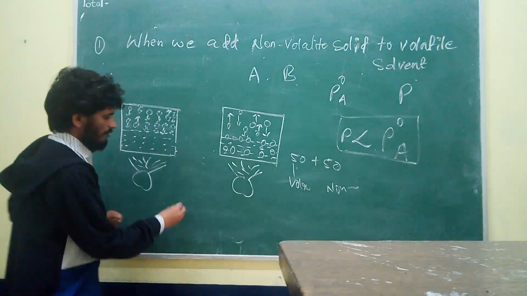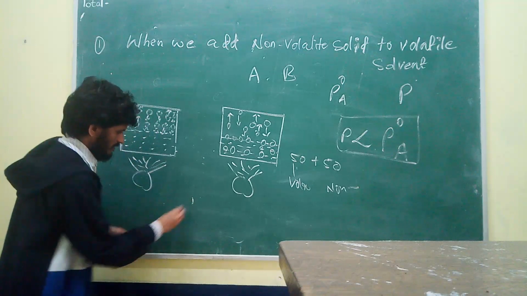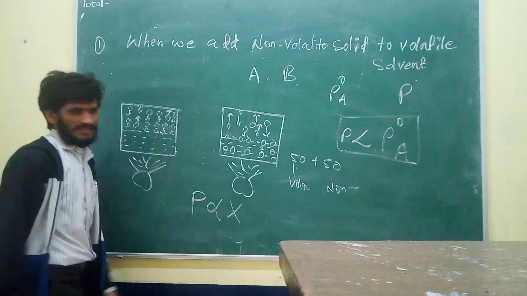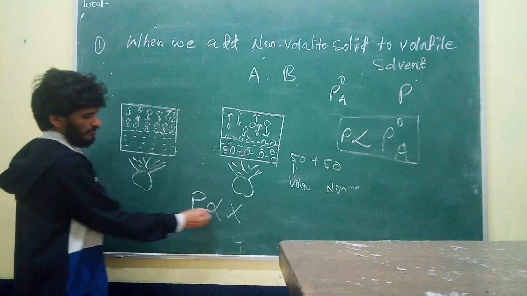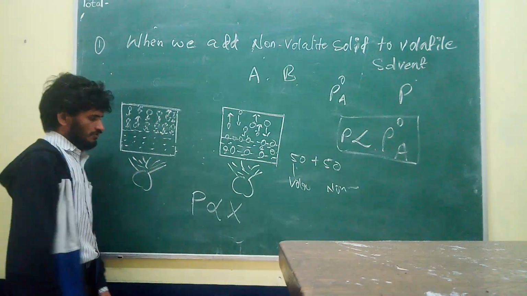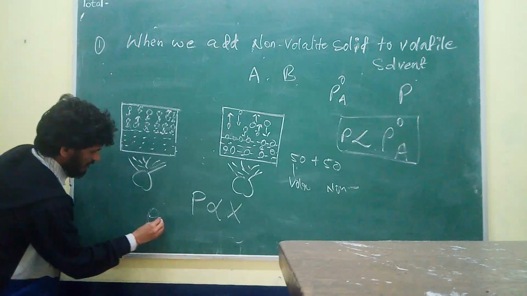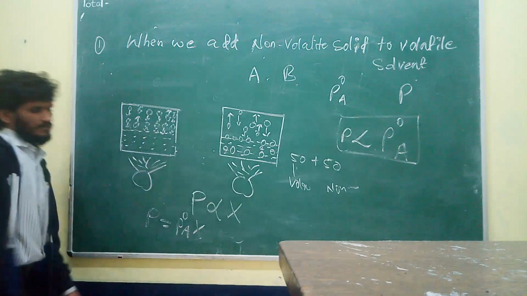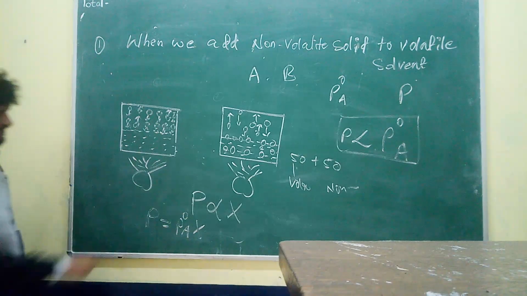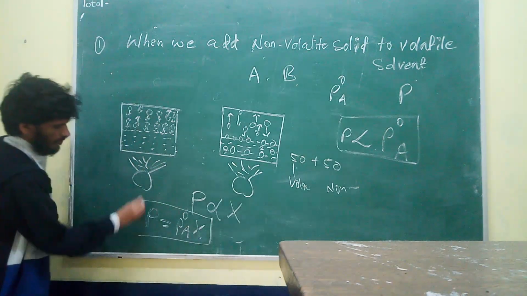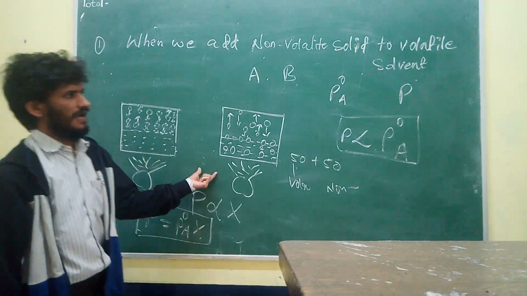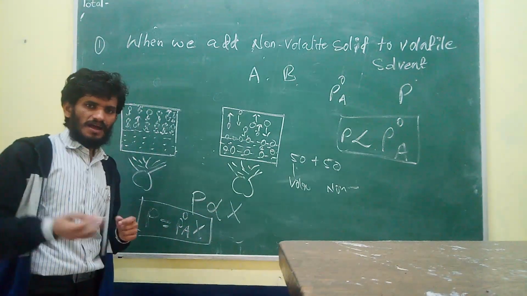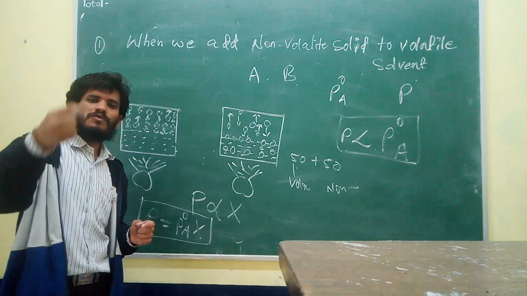That means the vapor pressure of the solution, that is P, is directly proportional to the mole fraction of the solute. That means P is equal to P naught A into the mole fraction of the solute. Understand? So this is the Raoult law equation for solids and liquids. Very simple. What happens when we add a non-volatile solid or non-volatile liquid?